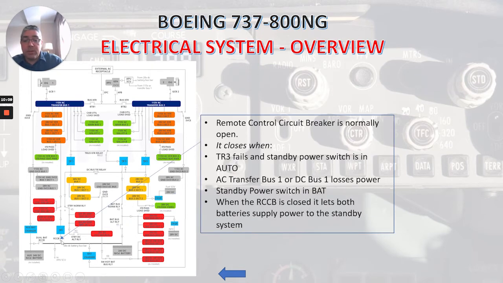Now let's talk about the remote control circuit breaker, or RCCB. It's normally open and it closes when TR3 fails and the standby power switch is in auto, and AC transfer bus 1 or DC bus 1 loses power, with the standby power switch in bat. When the RCCB is closed, it lets both batteries supply power to the standby system.